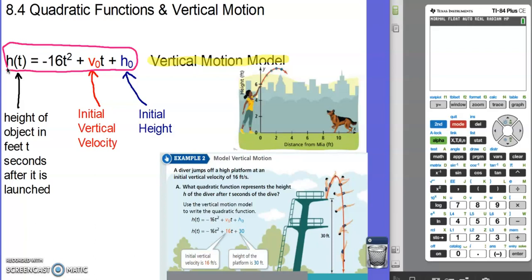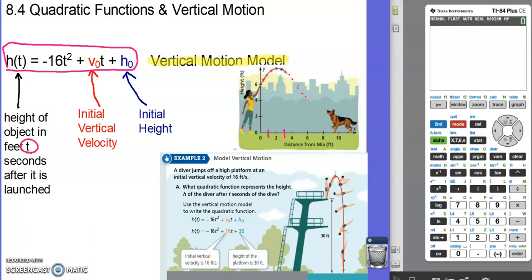Let me explain each part of this. First of all, the H represents the height of the object t seconds after it is launched. Literally, I gave you two illustration pictures. You have a girl throwing a ball to the dog, and at 1 second, 2 seconds, 3 seconds, the ball is going from one place to the next. It keeps going until the dog jumps up and catches the ball.